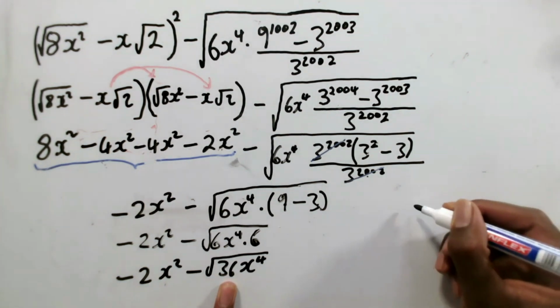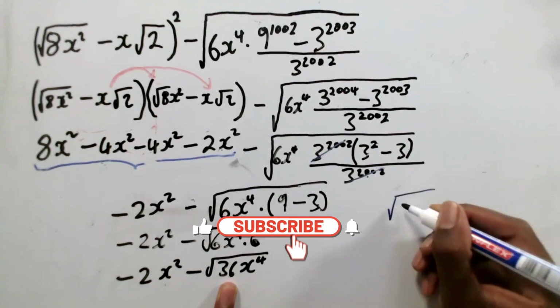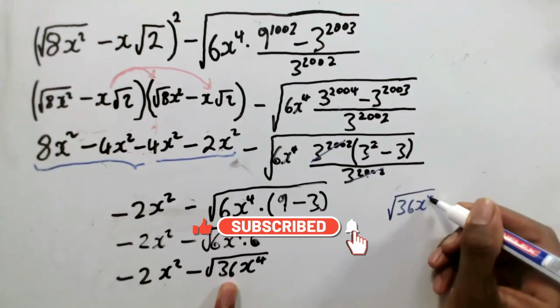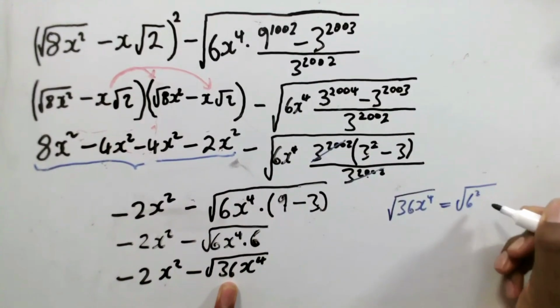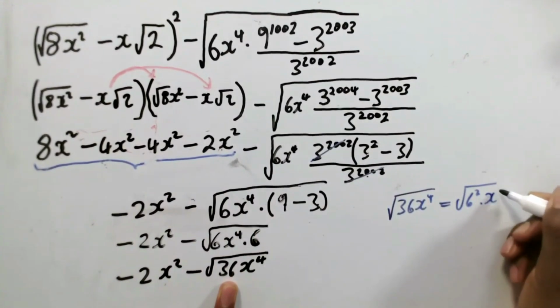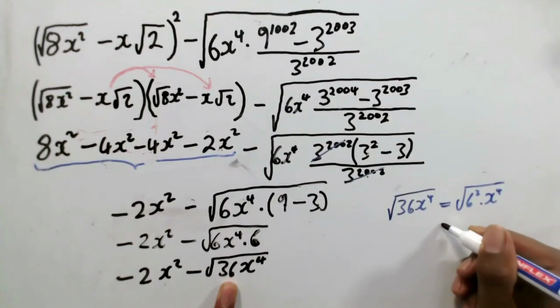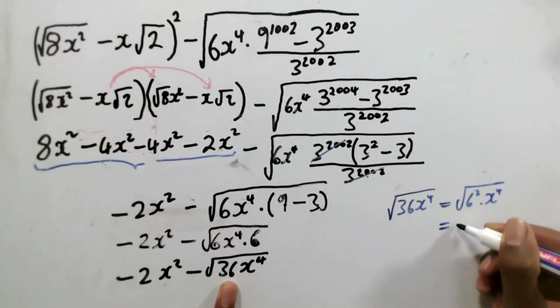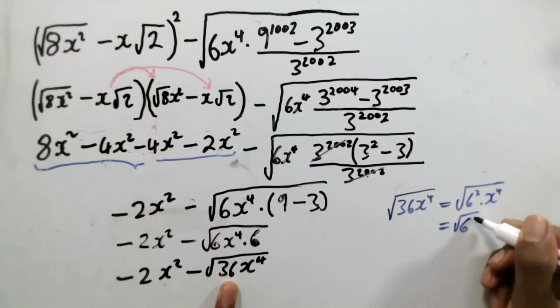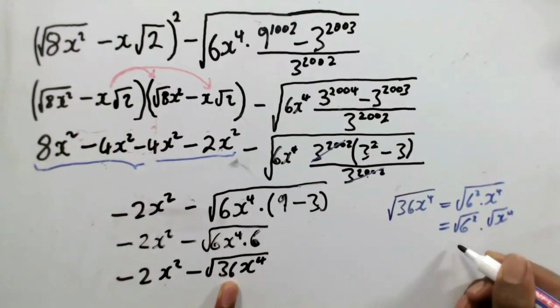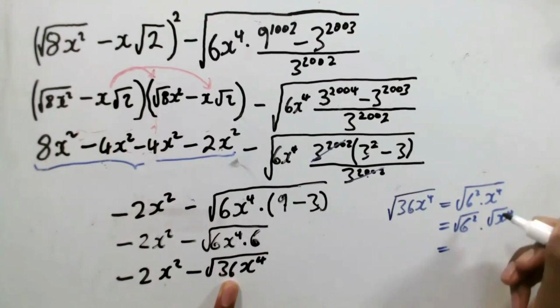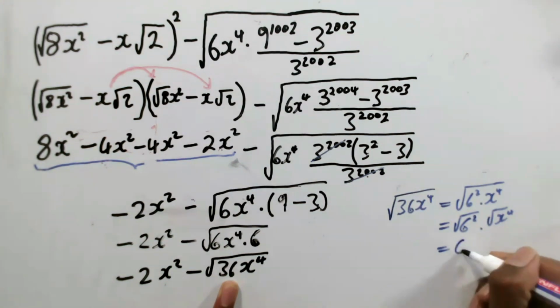36, I know that, okay, let me put it like this. Square root of 36x to the exponent 4. I know that 36 is the same as 6 squared times x to the exponent 4, right? And I can simplify this however way I want, but then here I would have 6 squared times x to the exponent 4. And if I simplify this further, square root of 36 is just going to be 6.